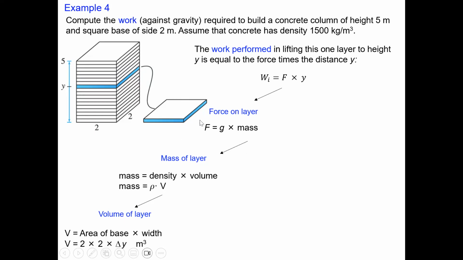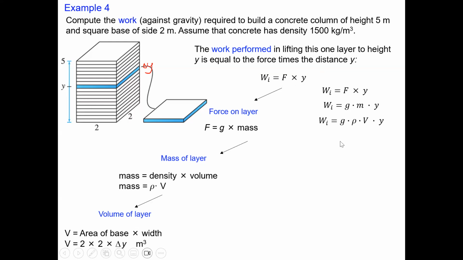In general for the cylinder, the area of the base is 2 times 2 because it's not changing, times this thickness, which of course is delta y. We remember that it's cubic meters, because it's volume. Now let's put everything back into the formula of the work. Force is acceleration due to gravity times mass, times y. Y is that whole distance.